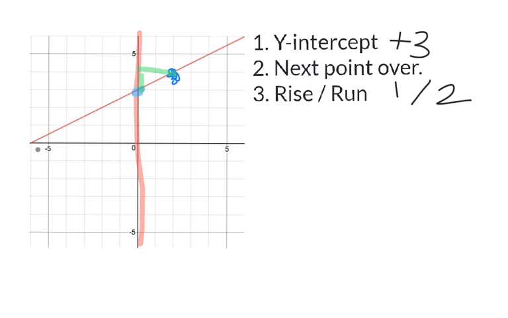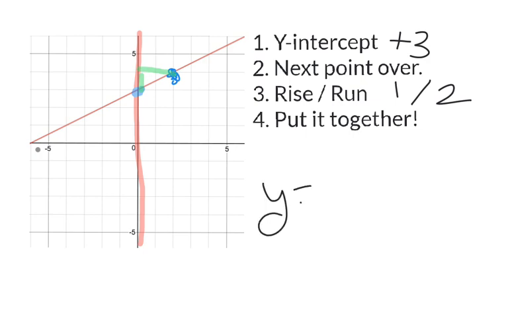So that brings us to step 4. Put it together. I know every one of these equations that I'm giving you for the quiz is going to have a y equals something x plus or minus your b. Well, in this case, I know it's plus 3 from step 1. And in this case, I know the slope is 1 over 2. Boom! I got the whole equation in 4 simple steps.